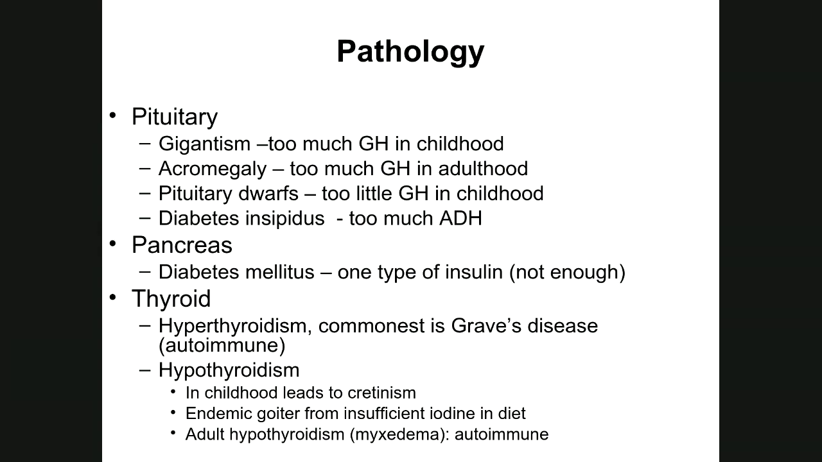If there is too much, or not enough, antidiuretic hormone, that will create diabetes insipidus. The pancreas, if it does not produce enough insulin, will cause diabetes mellitus.